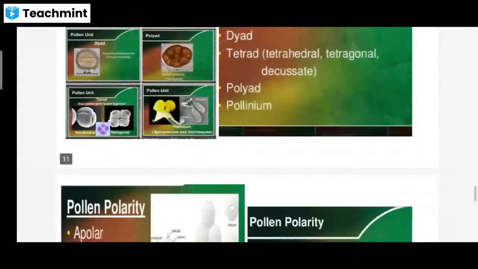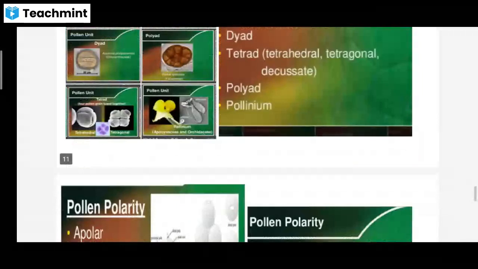Now we'll see the pollen polarity. Polarity refers to the position of one or more apertures relative to a spatial reference, observed on the pollen grains, direction of pole, view, etc. It may be apolar, heteropolar, and isopolar.